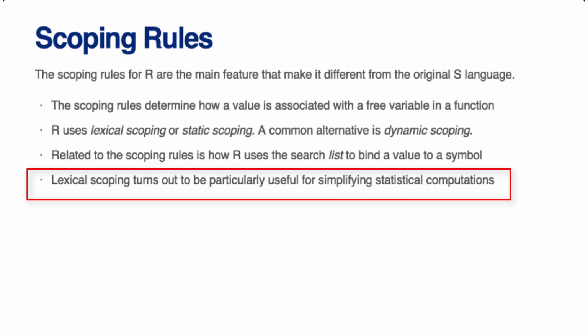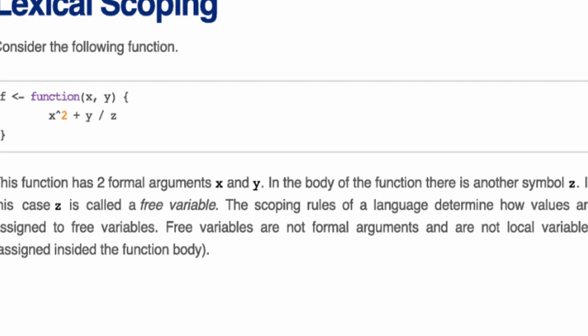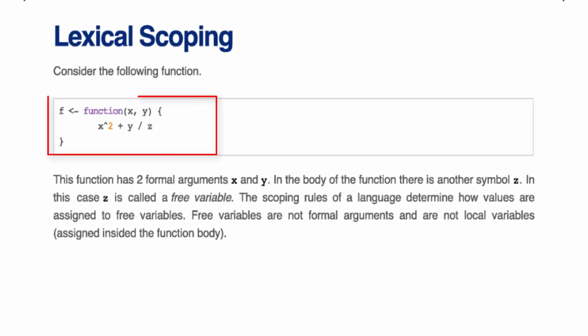And one thing that's nice about lexical scoping is that it turns out to be particularly useful for simplifying things like specifically statistical calculations. So take a look at this function. This function has two formal arguments that are called x and y, and the body of the function basically squares x and adds the ratio of y divided by z. Okay. So x is clear and y is clear, but where did z come from, right?